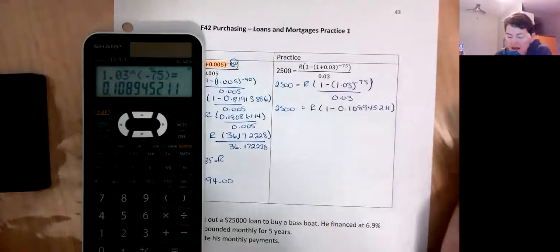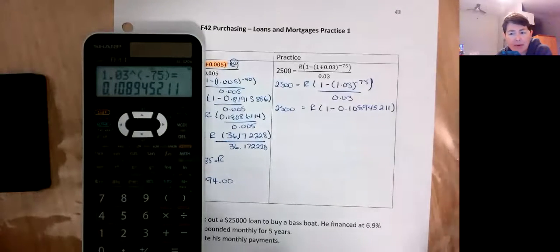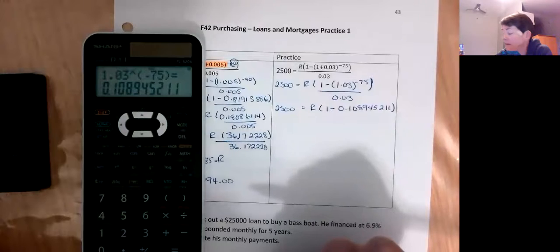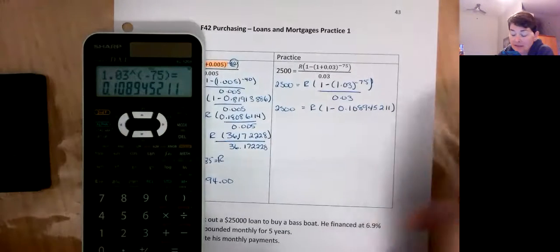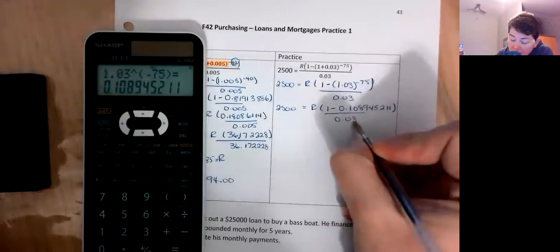108,945,211. You know what, if you guys are clever and want to be lazy, sorry, that didn't come out right. Figure out how to use a memory query on your calculator. I just end up using different calculators, so I haven't bothered doing it. I'm just lazy and I write it out all the time. Over 0.03.